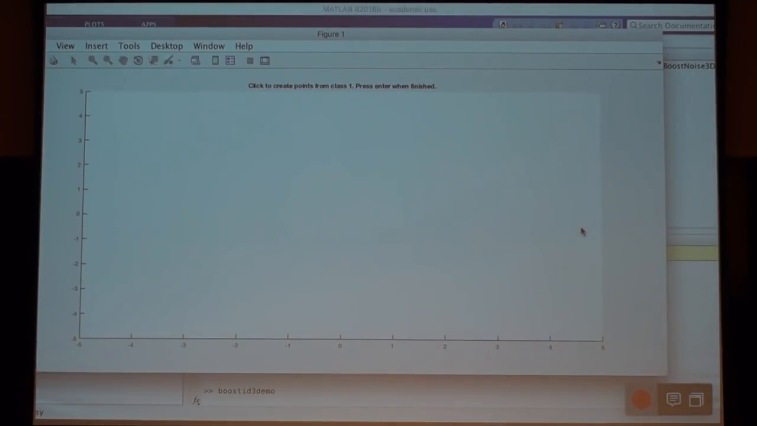Any other data set? Concentric circles. That's easy. That's too easy, actually, because decision trees can do that by themselves, right? It's like the boosting algorithm will laugh. Add noise? Oh, okay. Oh, you're nasty.